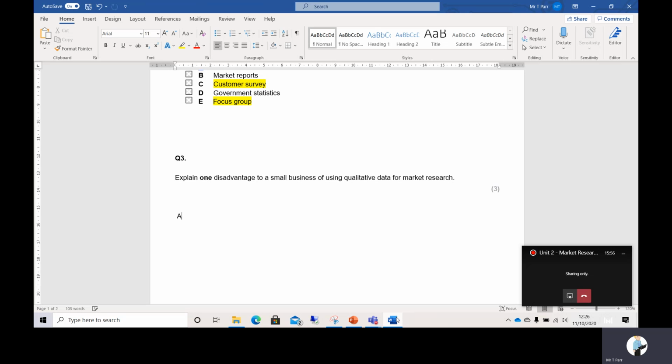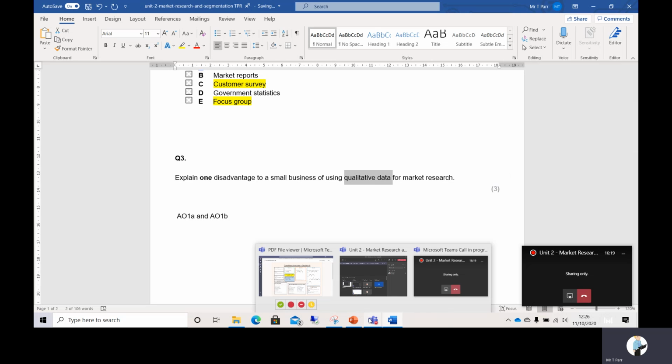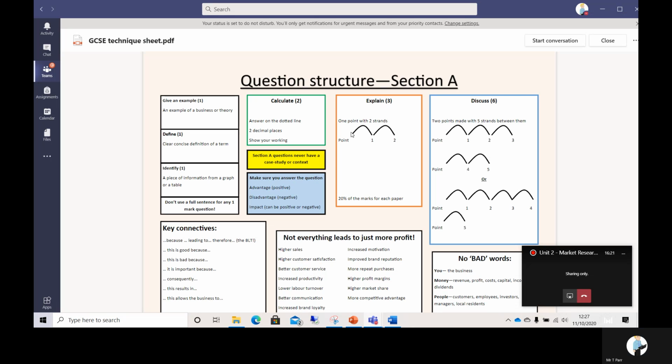Your marks here are for what's called AO1A and AO1B. AO1 is knowledge. AO1A is knowledge, AO1B is understanding. So you can get a mark for explaining, so you know what qualitative data is, a mark for that. And I think you get 2 marks for your understanding. Well, what does that mean? How do we demonstrate understanding? Let's have a look. So for an explain question, you make a point and then you have 2 strands. What do we mean by 2 strands? Well, 2 of these connectives.